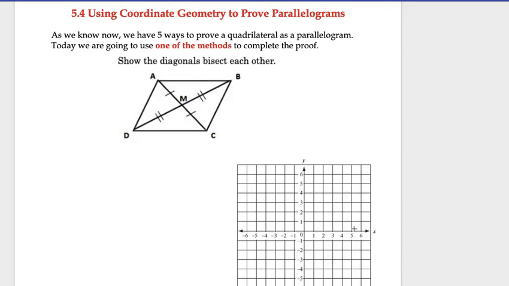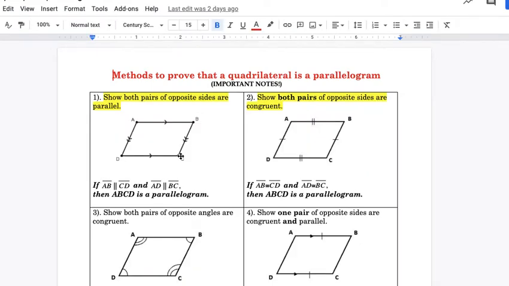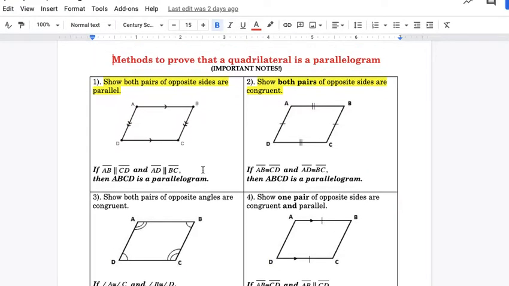In the previous lesson, we discussed how to use coordinate geometry to prove parallelograms. In those lessons, we actually used two methods to prove a quadrilateral is a parallelogram. So I just want to quickly recap what we mentioned before. The first two methods we used: we can prove both pairs of sides parallel, and we can also prove both pairs of opposite sides are congruent.